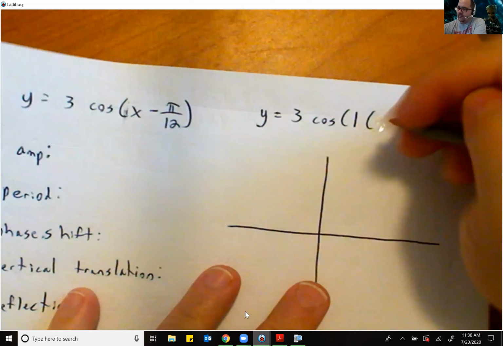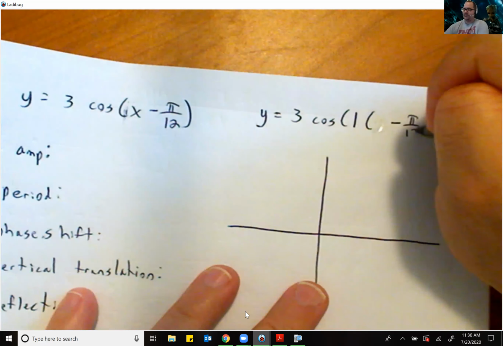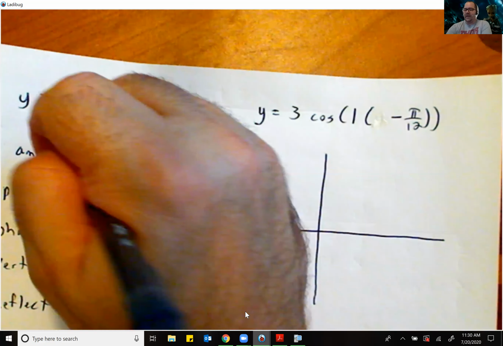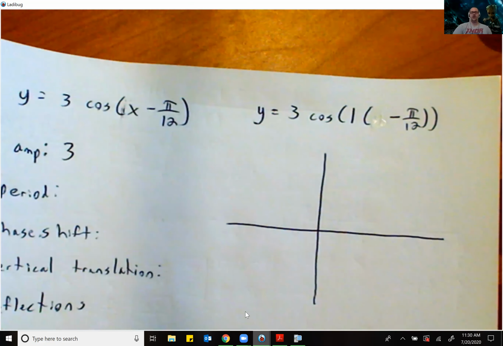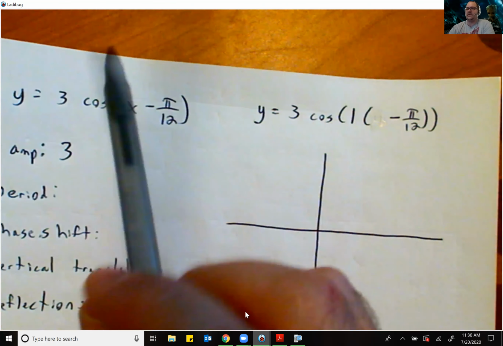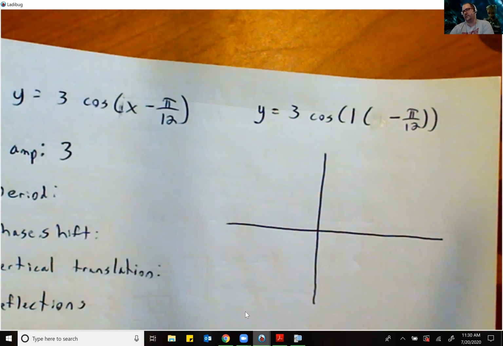Minus pi over 12. All right. So what's our amplitude? Just like last time, it's the 3. So amplitude means that it's going to go up to a positive 3, down to a negative 3, as long as we don't vertically translate it up or down. So this is the height of our wave. It goes up 3, down 3, up 3, down to negative 3, up to 3, down to negative 3.